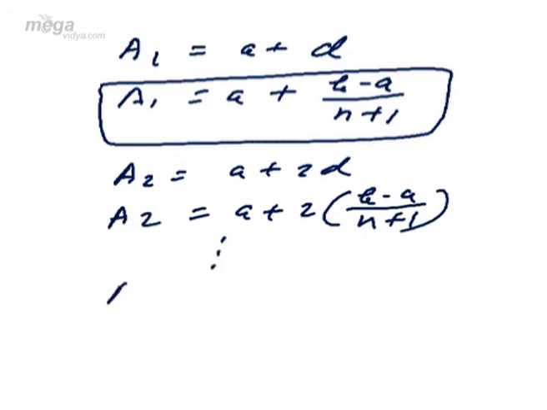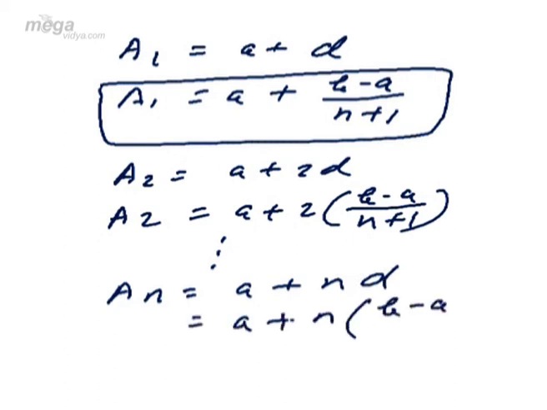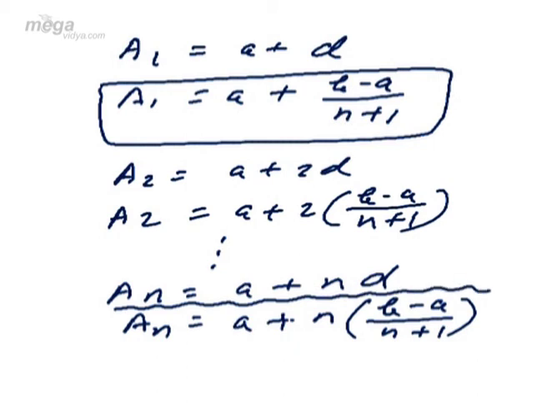And if you want to find An, it means a plus n d, that is a plus n into the difference, that is (b minus a) upon (n plus 1). This is the nth arithmetic mean between the two terms, and this is the method to insert n arithmetic means between the two terms.